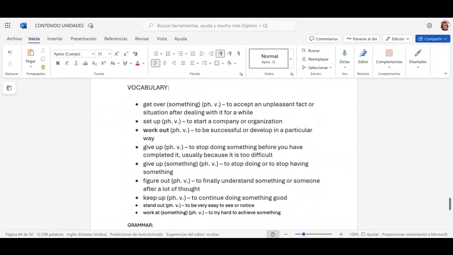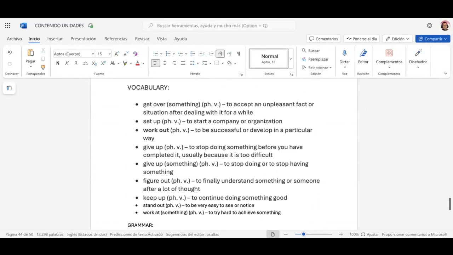Vocabulary for phrasal verbs. Get over. Usually, when we have a specific meaning that we don't manage right now, I think it's a good idea for you to also copy the meaning of the word. Get over, to accept an unpleasant fact or situation after dealing with it for a while. Set up, to start a company or organization. Work out, to be successful or develop in a particular way.